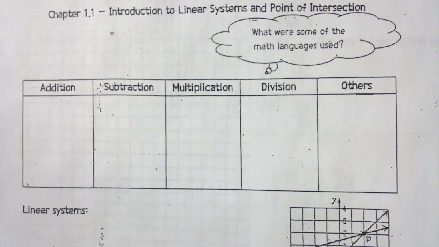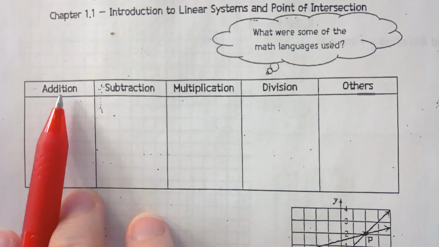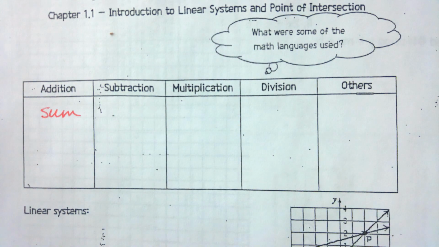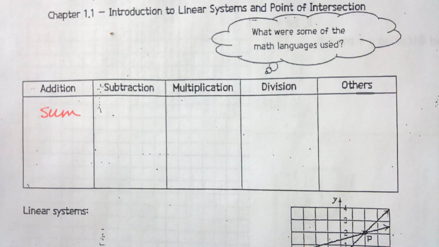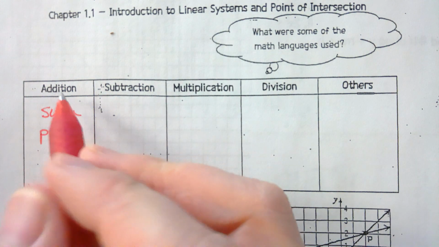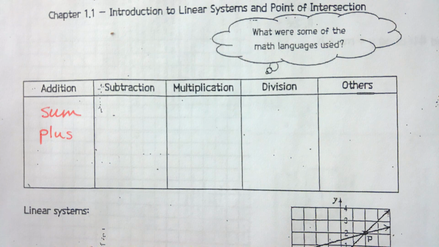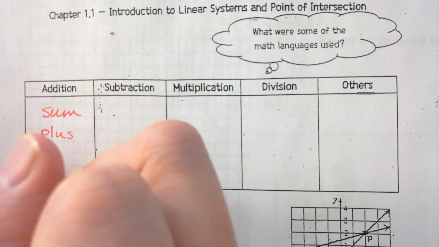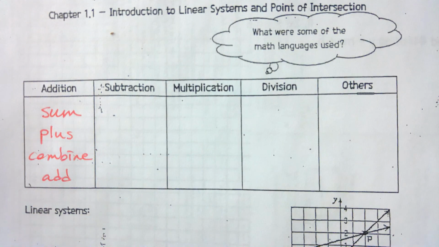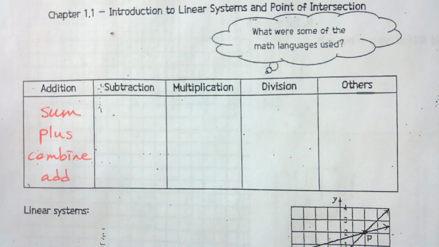All right, so we're starting chapter 1. Let's go over some terminology. What are some words that we use for addition? Plus. What else? Equals. Combine. Or even just simply add. That's good. What about subtraction?